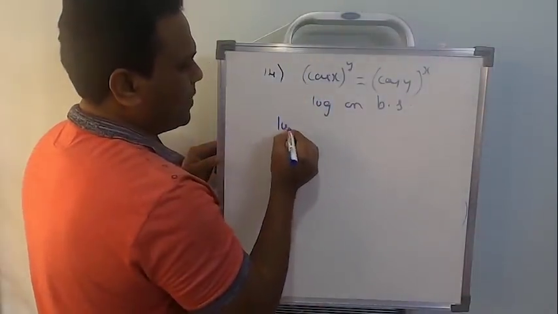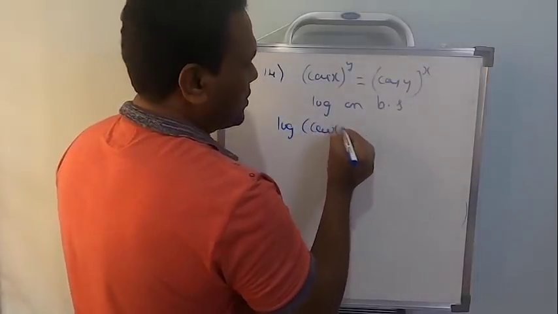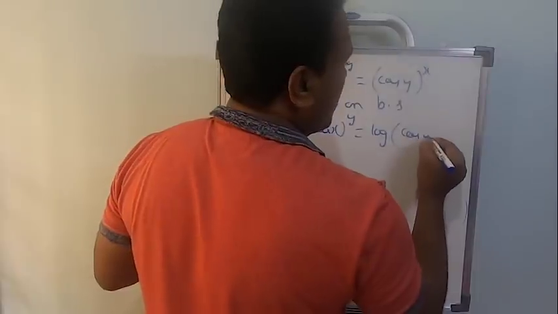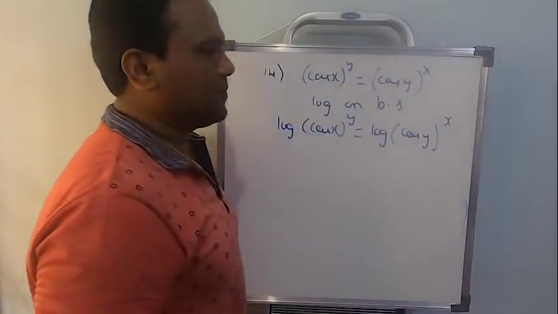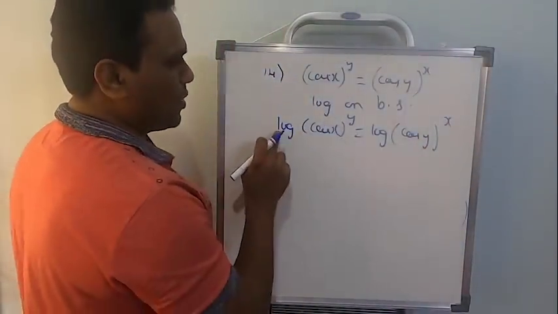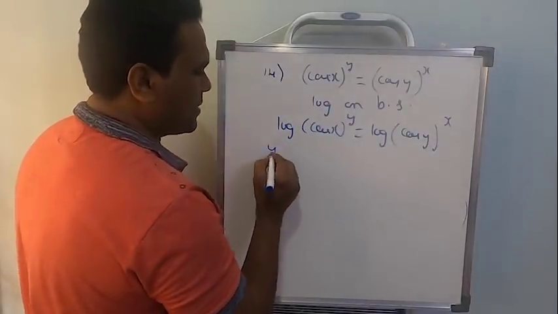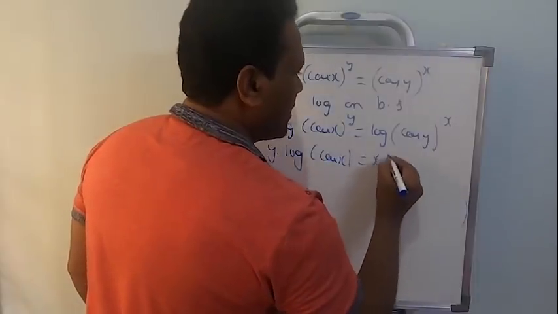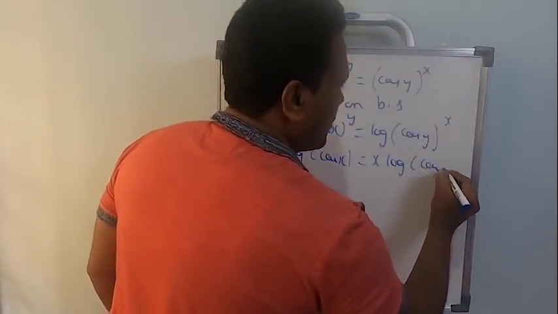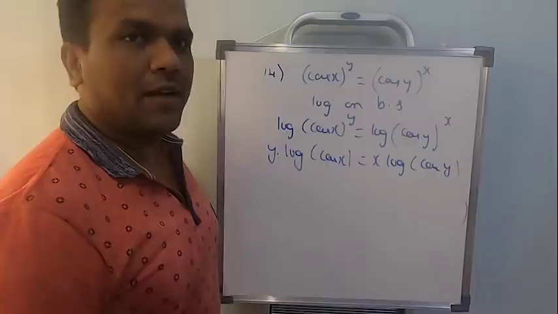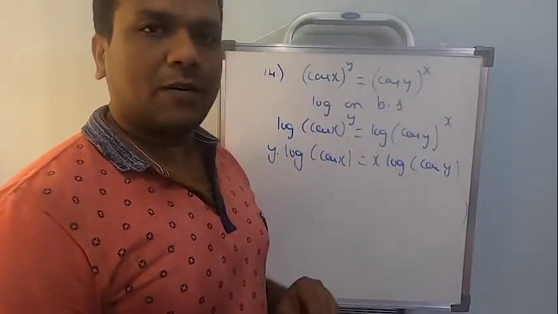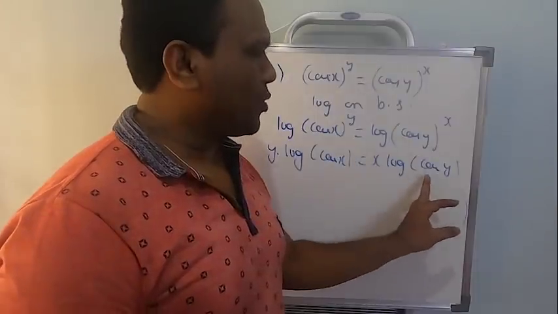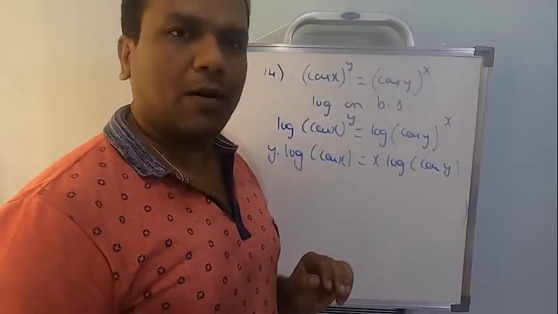So the left hand side will be log of (cos x) whole power y, and the right hand side log of (cos y) whole power x. Now apply the formula: log of x to the power y can be written as y into log of x. So the left is y into log of cos x, and the right side is x into log of cos y. Log is applied. Now we will differentiate both sides with respect to x. The left hand side is a product of two, the right hand side is a product of two, so on both sides apply the product rule.